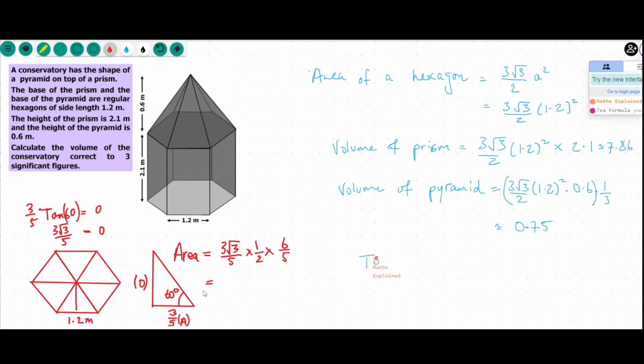And so the total volume comes out to be these things added together. So 7.86 plus 0.75. Approximately 8.61. Hopefully that's correct. Meters cubed.